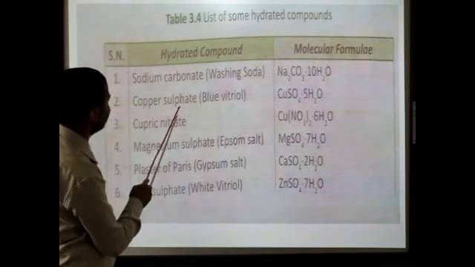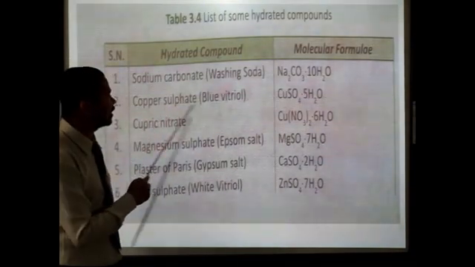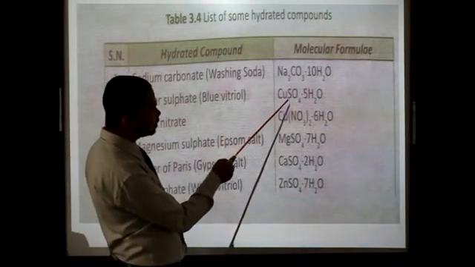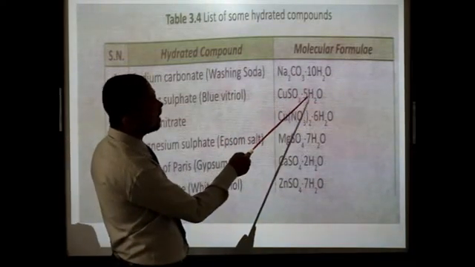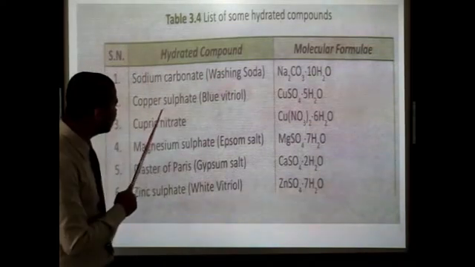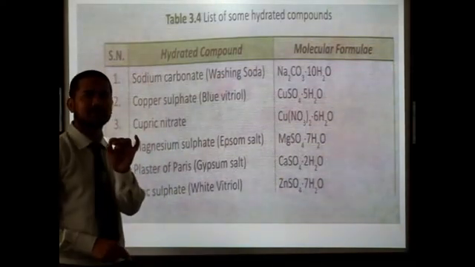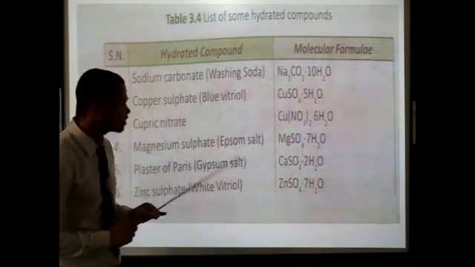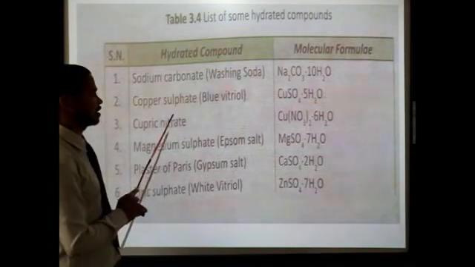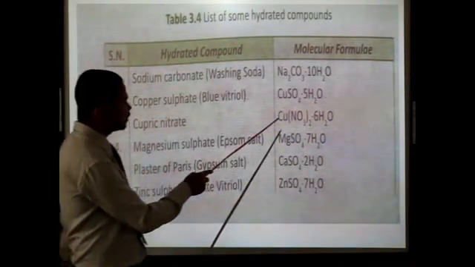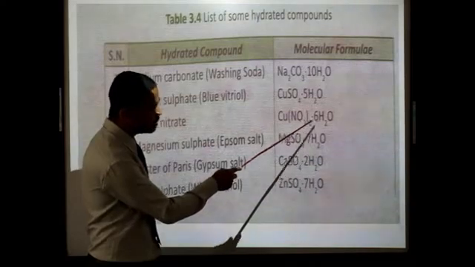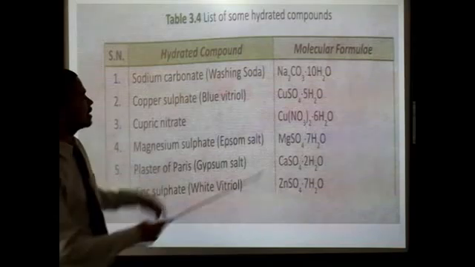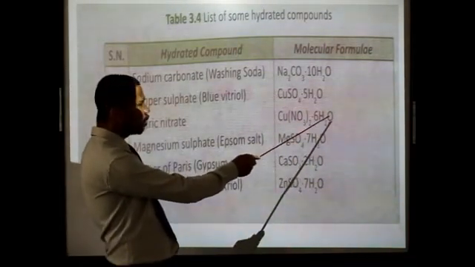Then copper sulfate. Common name of copper sulfate is blue vitriol. Its molecular formula is CuSO4.5H2O. That means copper sulfate contains 5 molecules of water in 1 molecule of copper sulfate. Then cupric nitrate, Cu(NO3)2.6H2O. That means cupric nitrate contains 6 molecules of water.